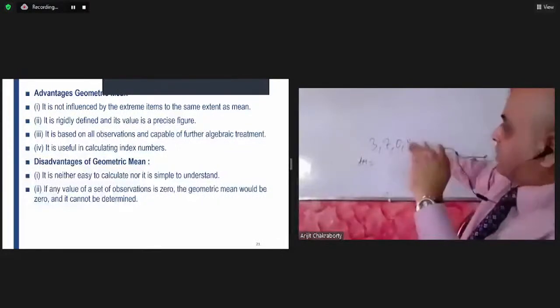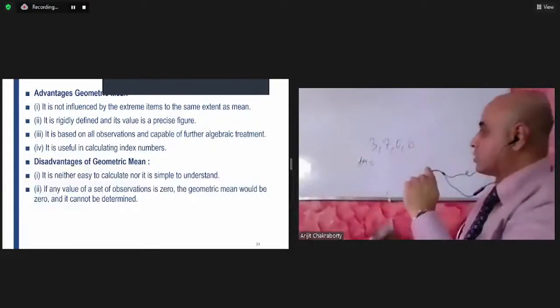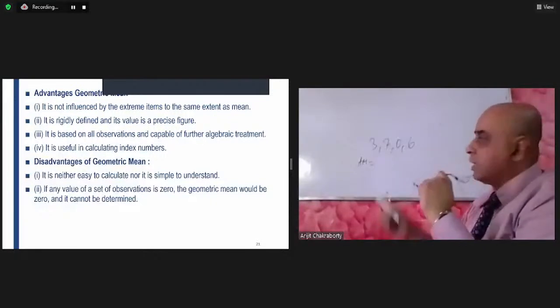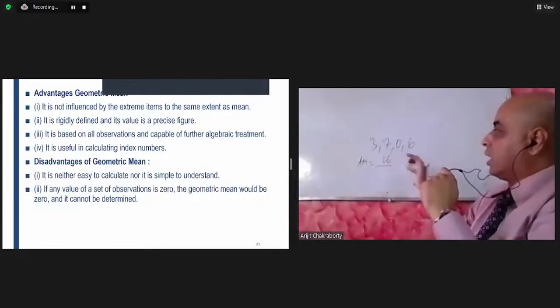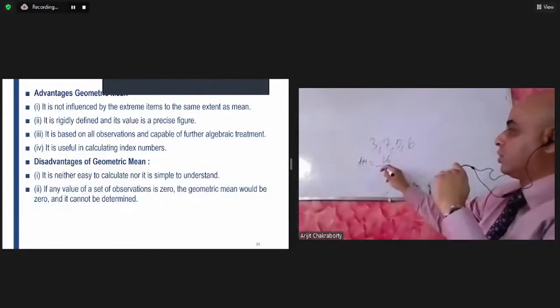10 plus 0, let me take 6 here, it will be easy for calculation. 3 plus 7 is 10. 10 plus 0 is 10. 10 plus 6 is 16. 16 total. How many numbers? 1, 2, 3, 4. 16 by 4.